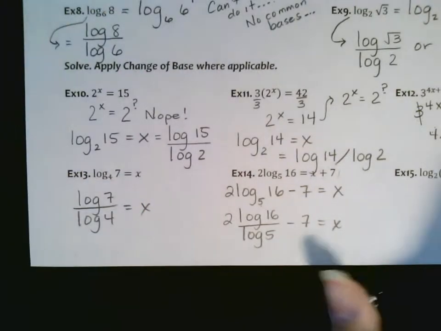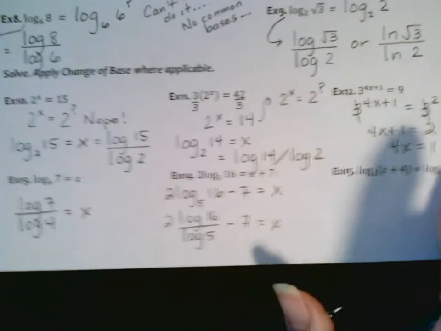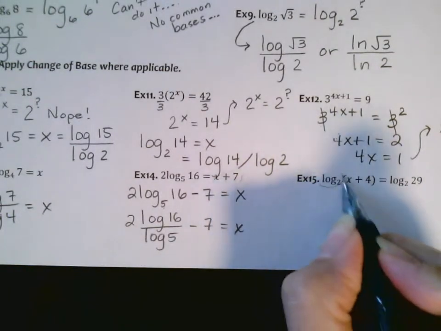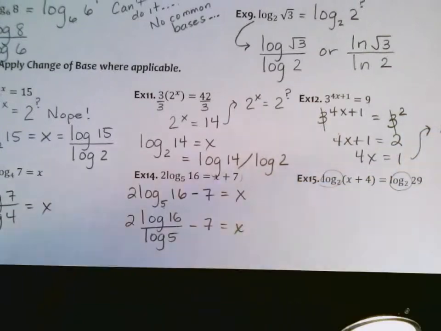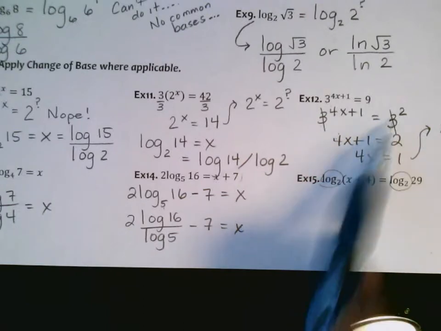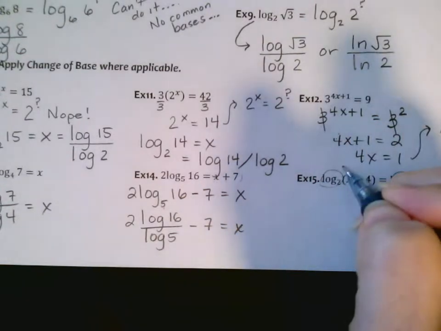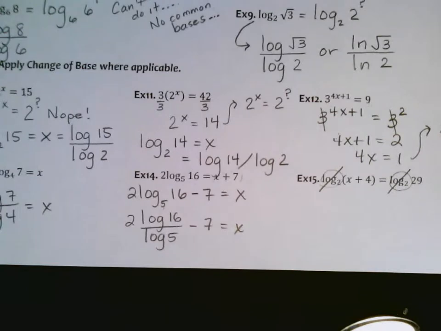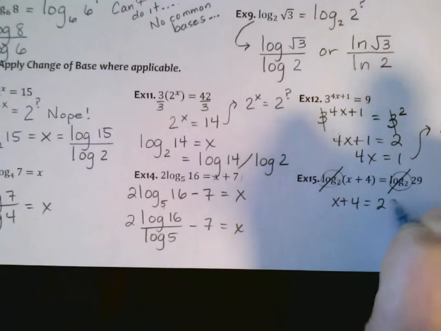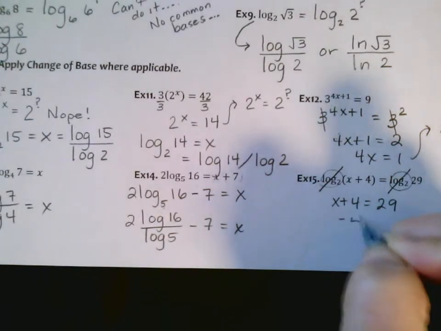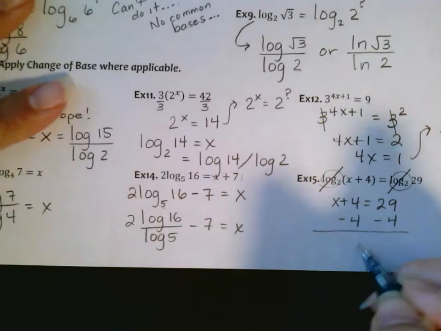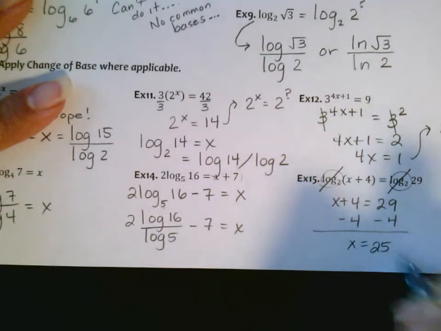And last but not least, we love these problems because if you notice that you have common logs, just like you were able to cancel out common bases, you can also cancel out, because of the one-to-one property, common logs. So all you're left with is x plus 4 equals 29, and x is solved for by subtracting 4 on both sides, and x equals 25. And we are done.